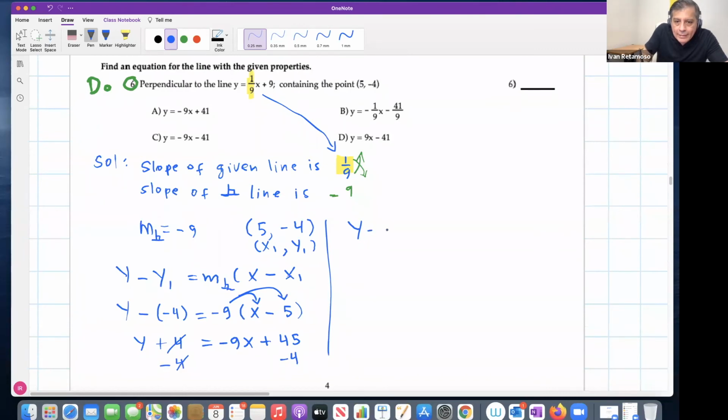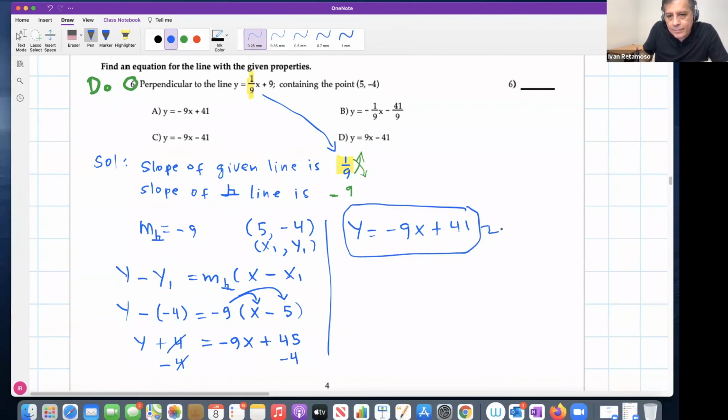equals -9x plus 45 minus 4, 41, right? 41. Excellent, excellent. And this is just the equation of the perpendicular line, right? This equation of the perpendicular line. Yeah, try to remember this for your homework, guys. Great, this guy. Yeah, excellent, excellent.